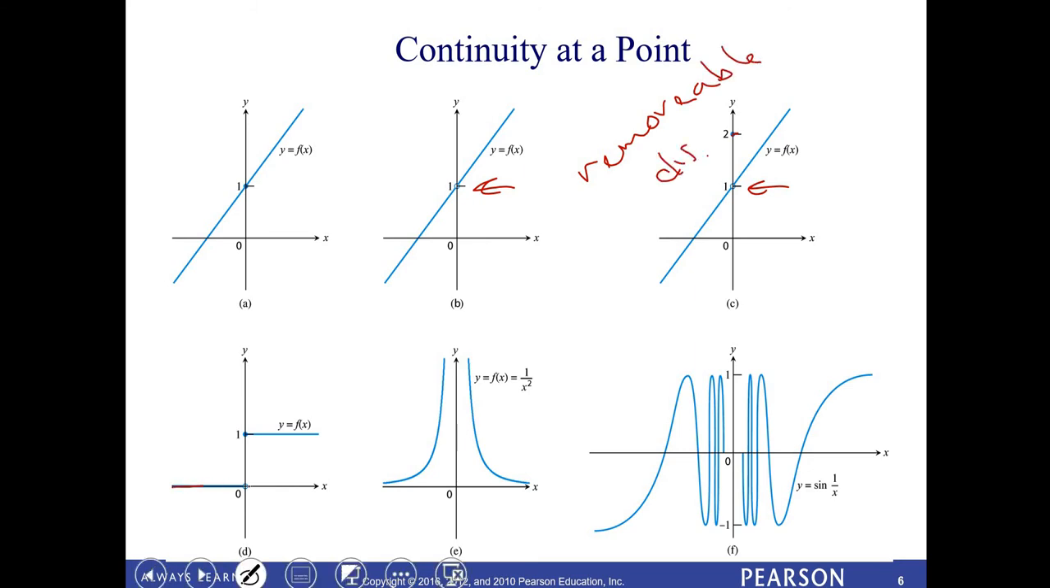Down here, we go from here, and then there's this jump. There's no gap in the domain, but there's a jump in the function. This is called a jump discontinuity.